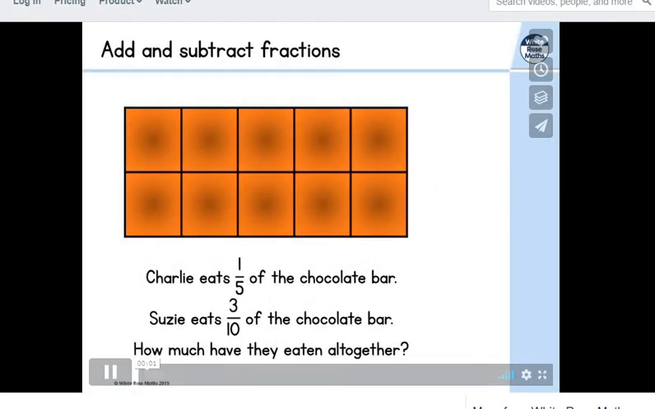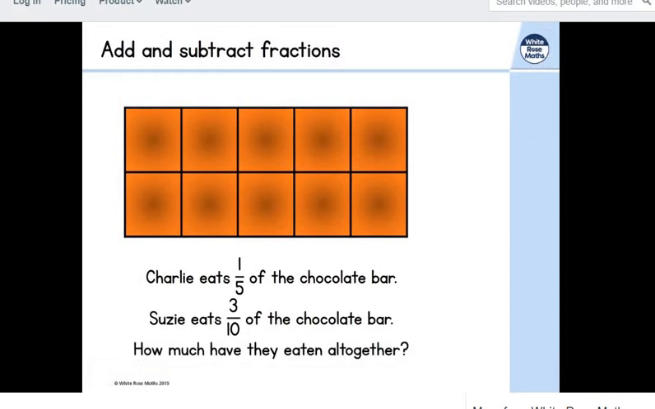Welcome back. We're going to have a look today at adding and subtracting fractions, and we're going to start off with a bit of a delicious problem. So we've got a chocolate bar here. Charlie eats 1/5 of the chocolate bar. Susie eats 3/10 of the chocolate bar. How much have they eaten altogether? Pause the video, have a think for yourself first.